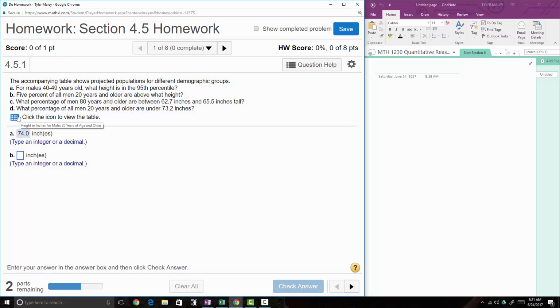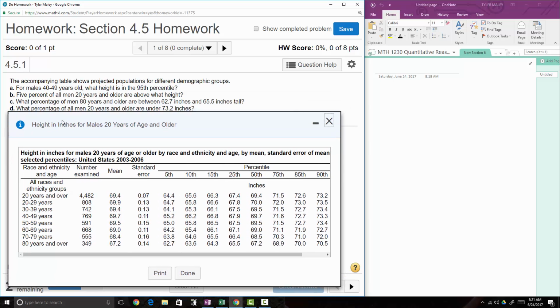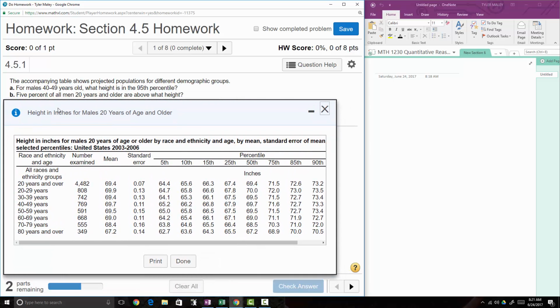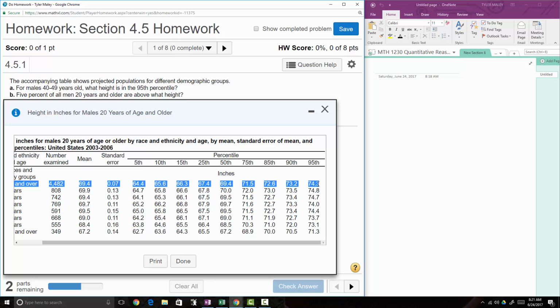So we can just type that in here. Then part B says, 5% of all men 20 years and older are above what weight? So we're dealing with the age group 20 years and over, so this one, the top row. So 5% of all men are above what weight?